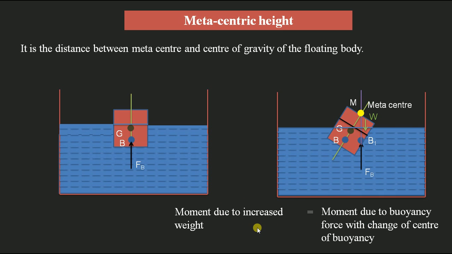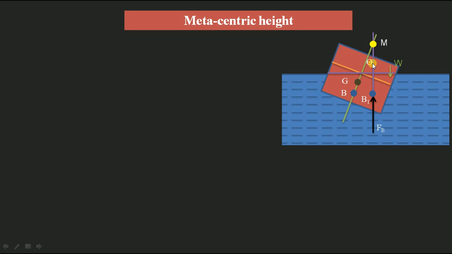So now we go for the exact derivation part. Here I am assuming it is tilted to an angle of theta, and except that everything is the same. Initially we need to find the moment of this particular increase in weight, the moment due to the increased weight. So initially we have to know the weight of this increased part.